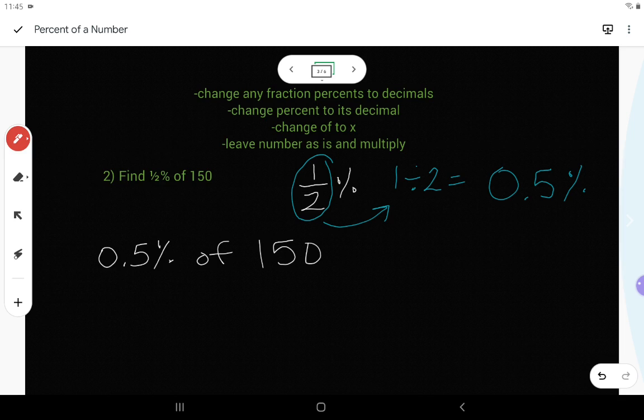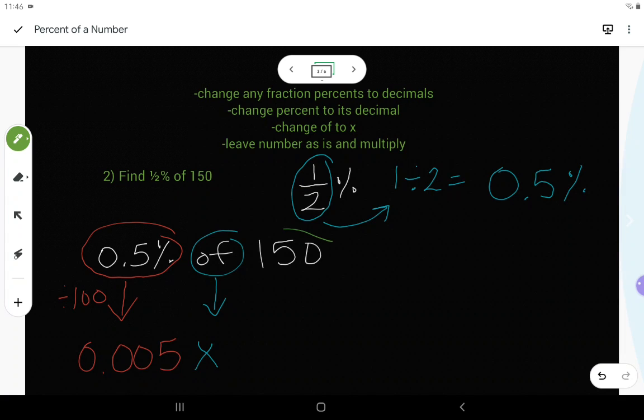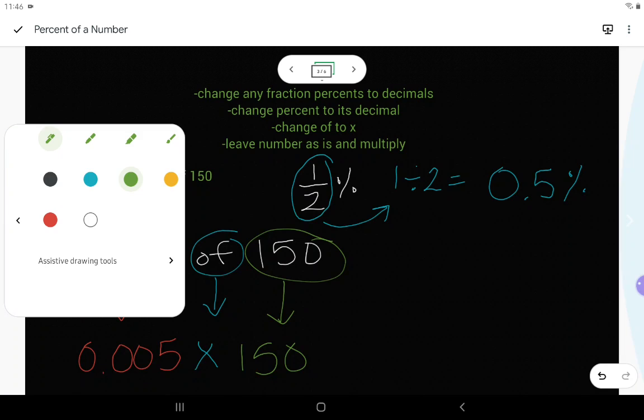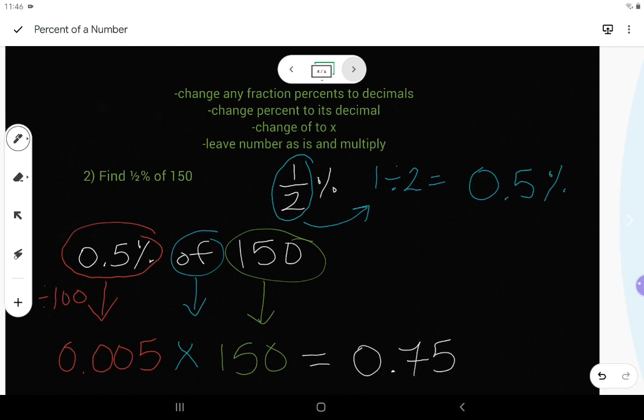Now I can go through the rest of my steps. So the first thing I'm going to do is take my percent, 0.5%, and change that into its decimal. So taking 0.5 and dividing by 100, that gives me 0.005. And I'm going to take that word of and change it to a multiplication symbol, and then I'm going to keep my 150 as 150. So this is 0.005 multiplied by 150, and if you type that into your calculator, it's going to give you 0.75. Okay? Let's look at another one.